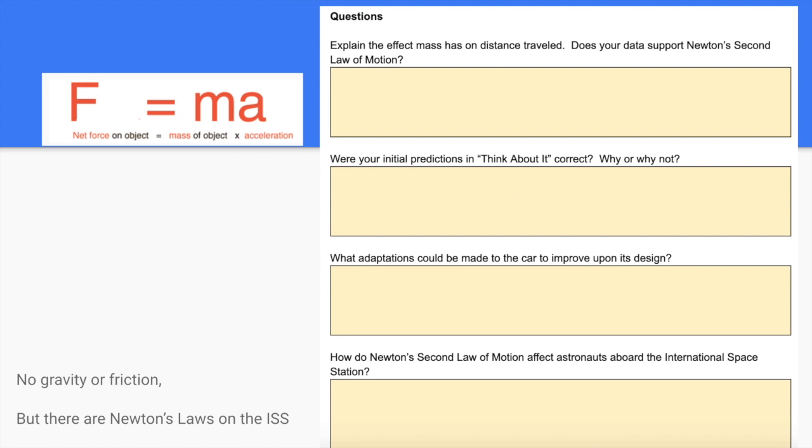And based on the experiment and on the video we saw, we were able to see that Newton's laws do work in space. They do work on the International Space Station. Another answer that I got was, in order for a rocket to launch into space, there needs to be a huge force because the rocket has such a huge mass. So that was another acceptable answer. Okay.